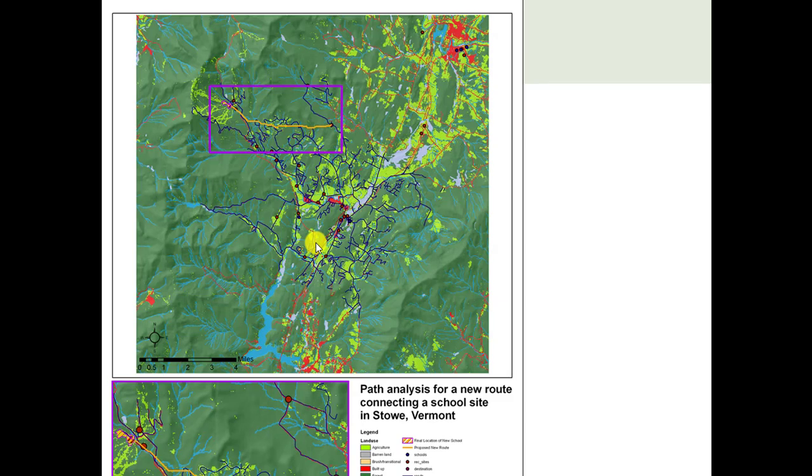Path analysis for a new route connecting a school site in Stowe, Vermont. Erin is not here. She might actually know that. She's from there. Raster analysis, we did slope and population density, different roads, and you can see here this insert I mentioned earlier. I actually drew that rectangle over there to show this as a close-up. It's a little bit cut off. I did it in grad school. It's one of my first grad school projects in the U.S.